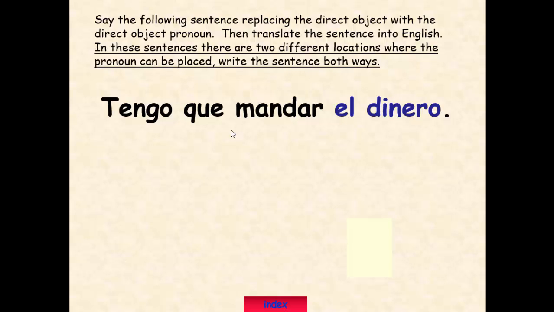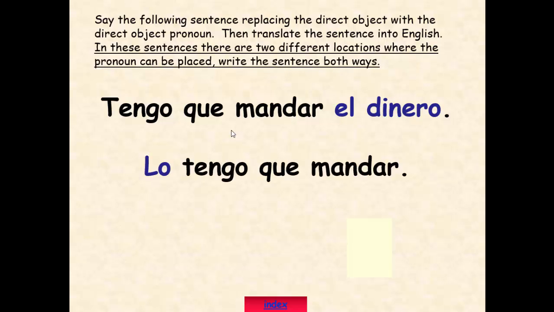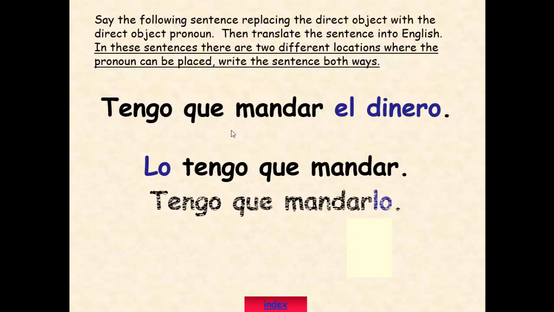Tengo que mandar el dinero. One option is lo tengo que mandar. I have to send it. Or you could say tengo que mandarlo. I have to send it.